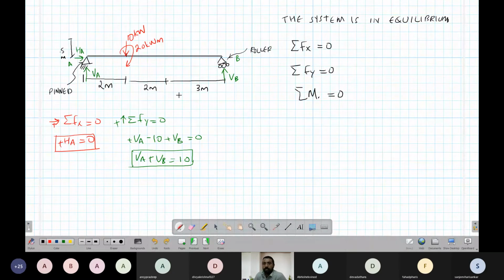summation of moment about any point. About which point will I take? I can take this point, any point I can take. Let's say I will take moment about A, which should be equal to 0.